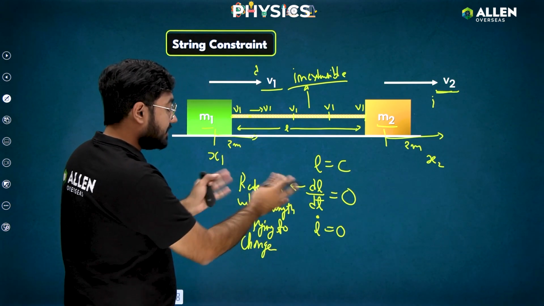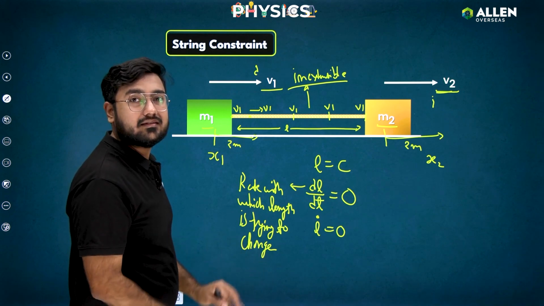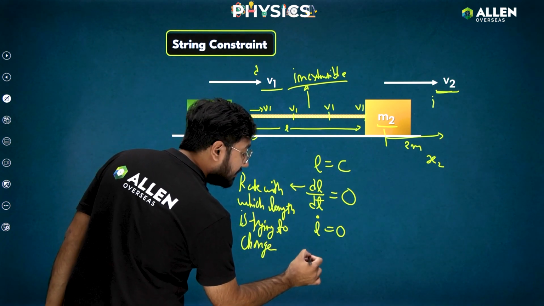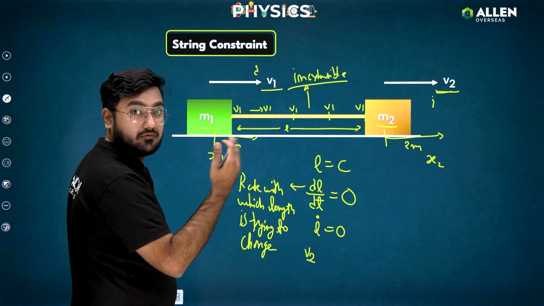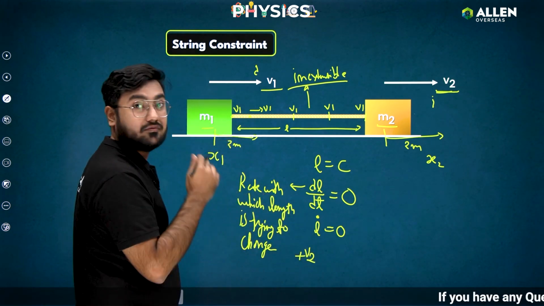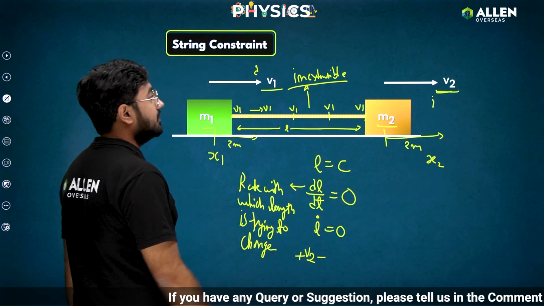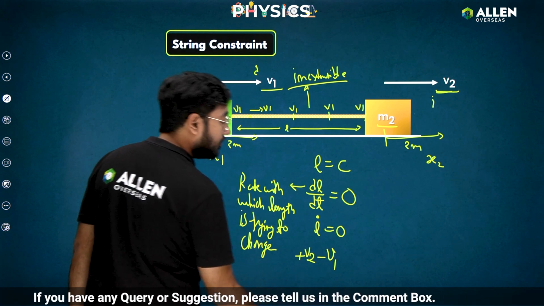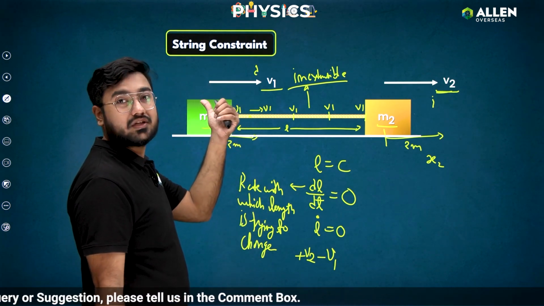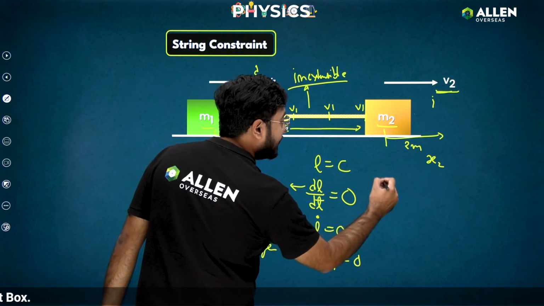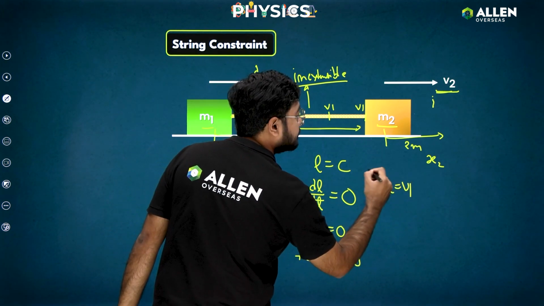So the rate with which the length is increasing or decreasing, right? Let us say increasing. This thing is going to be V2, or say plus V2. Why? Because it is increasing, minus V1. Why V1? Because it is trying to decrease the length. This thing must be equal to 0. That means V2 is equal to V1.